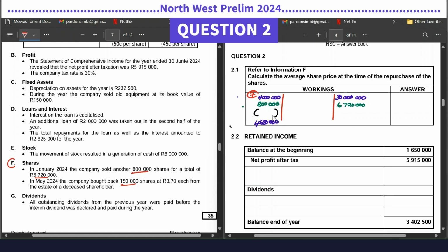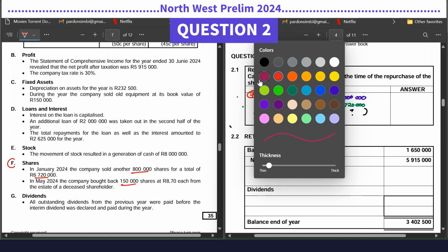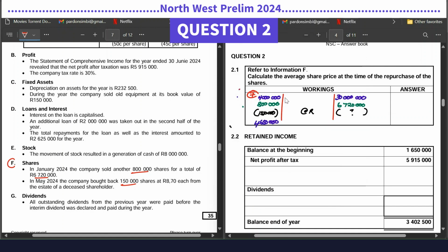Now we don't know the amount because here we need the average price. That is what they wanted us to calculate. What value are we going to use here? The average price. That is very simple. To get that, you can use the amounts at the top, where I'll take my share capital amount, which is 30 million plus 6,720,000, which gives me 36,720,000. Then I divide all of this by my number of shares, which is 4,800,000, which becomes 4.8 million.